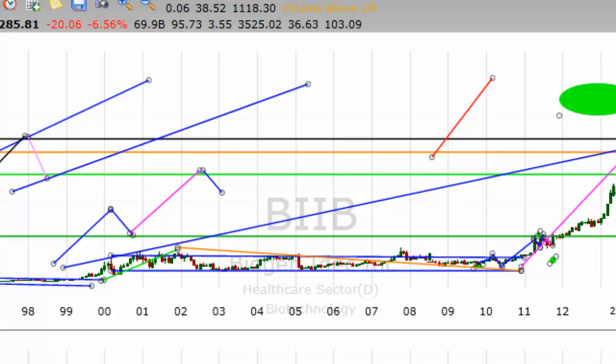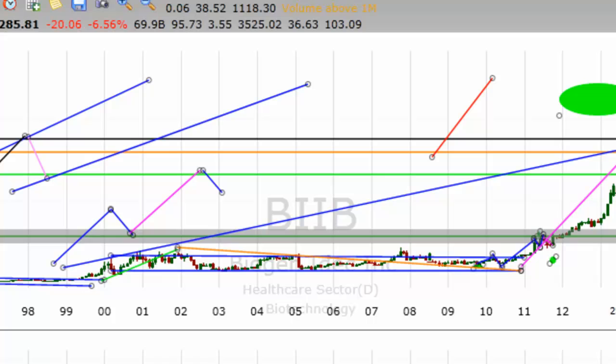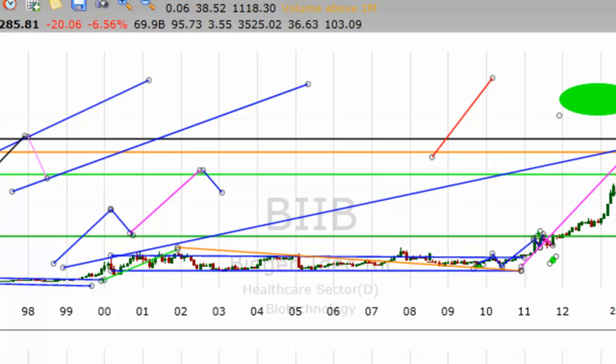So it is important for traders to learn how to count waves, and you can go to our website www.24elliottwave.com or www.youtube.com/24elliottwave to learn how to count waves. Very, very important. So we want to count correctly the first wave, the second wave, the third wave, and the fourth wave.